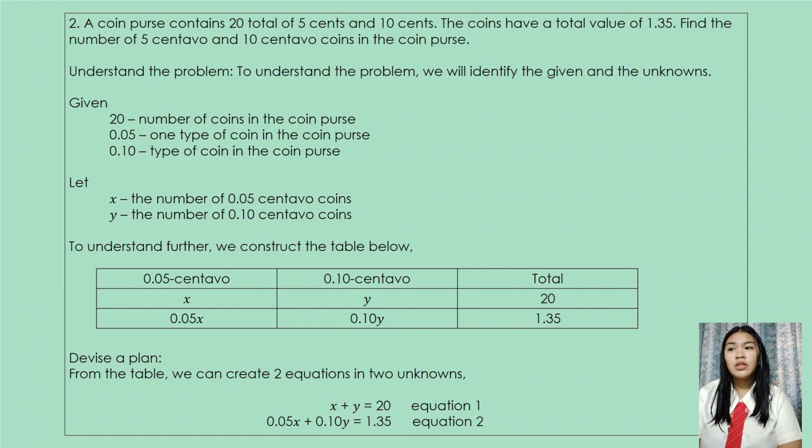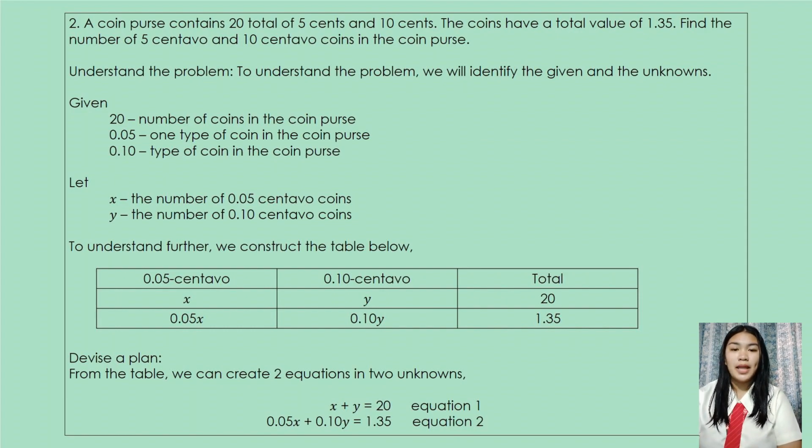So let x be the number of 0.05 centavo coins, and y the number of 0.10 centavo coins. So to understand further, we construct the table below, which will be seen in the slideshow. So under the 0.05 centavo is x, while the 0.10 centavo is y, which have a total of 20. And under the 0.05 centavo is 0.05x, and under the 0.10 centavo is 0.10y, which have a total of 1.35.